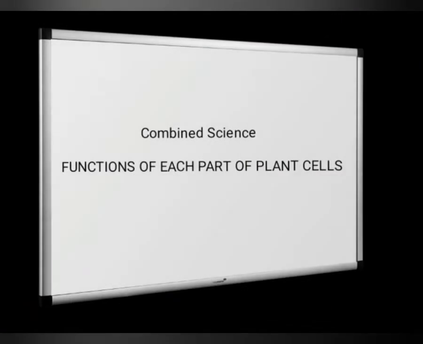Today we are doing combined science and we want to look at the functions of each part of plant cells. So let's get into it.